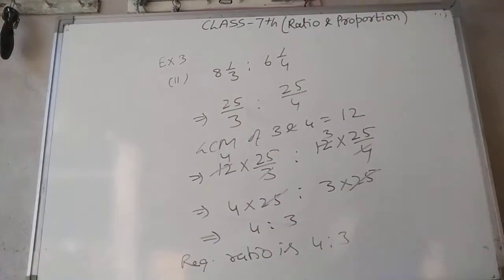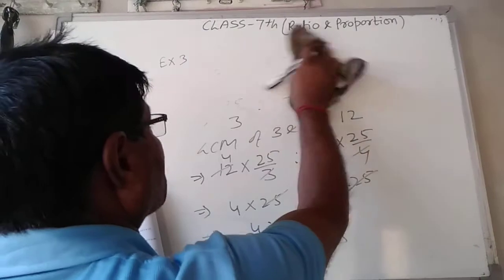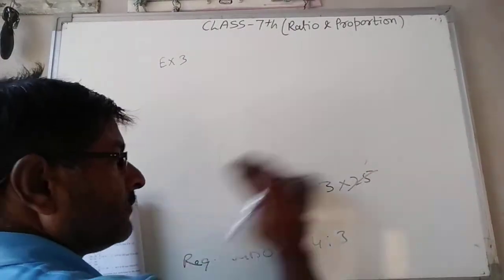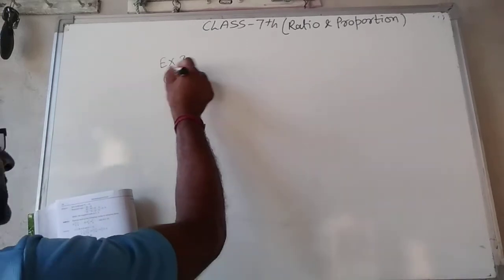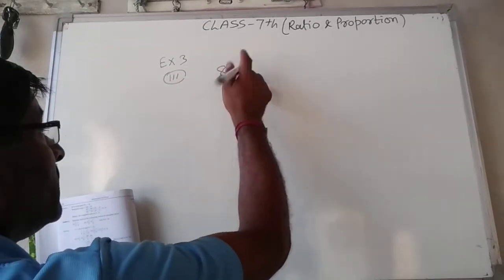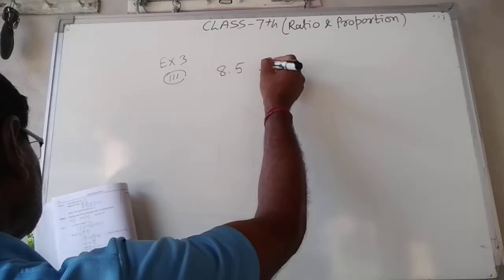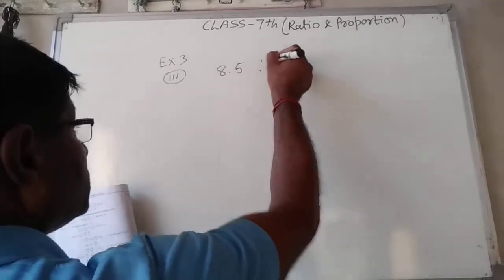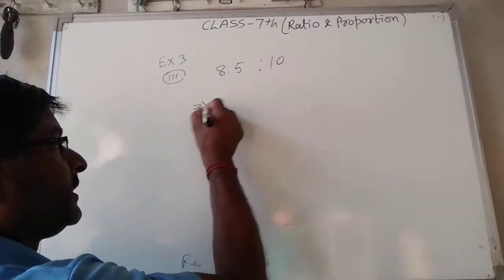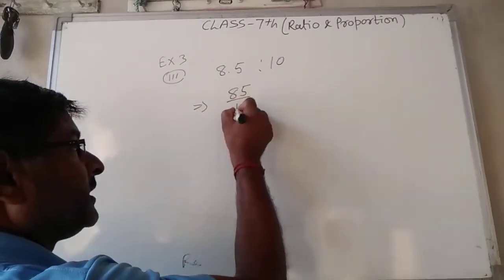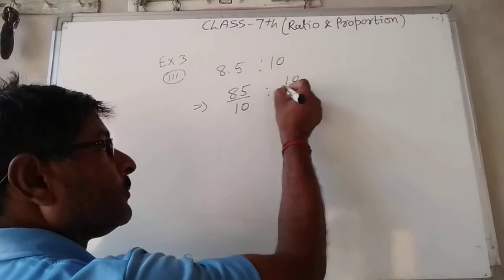Next question, which is in decimal form. This is the third part. So now we will learn, when the ratio is in decimal form, how to express it in the simplest form. 8.5:10. So what do you do? Remove the decimal first. So we can write 85/10 ratio 10/1.